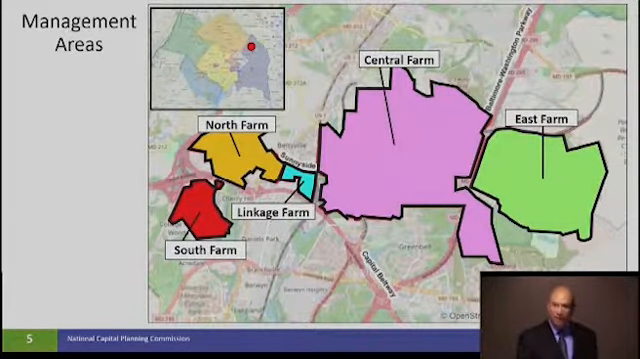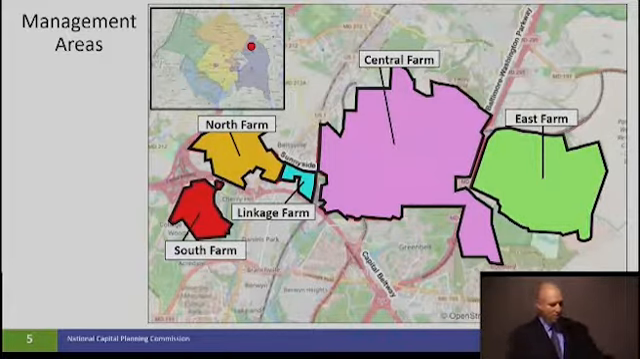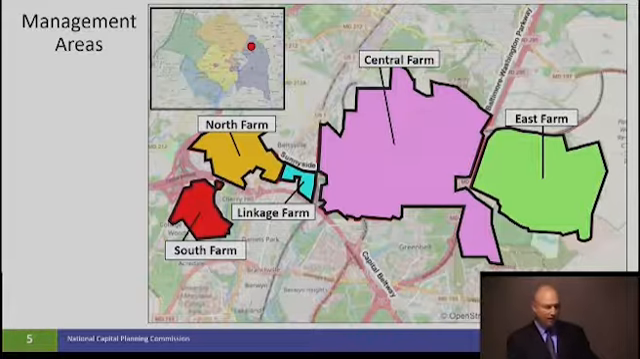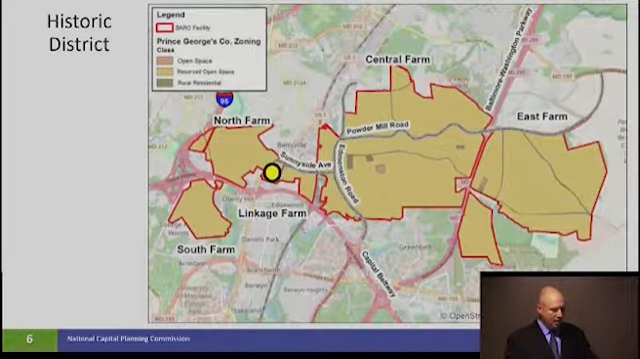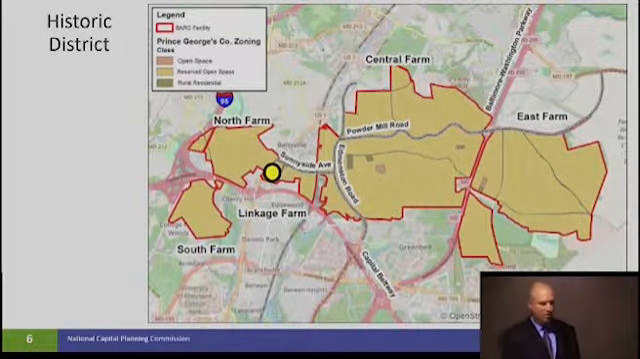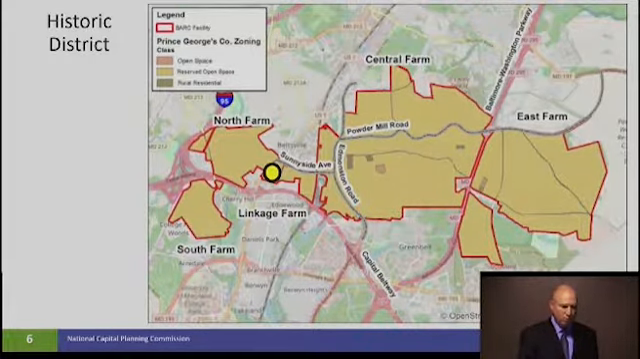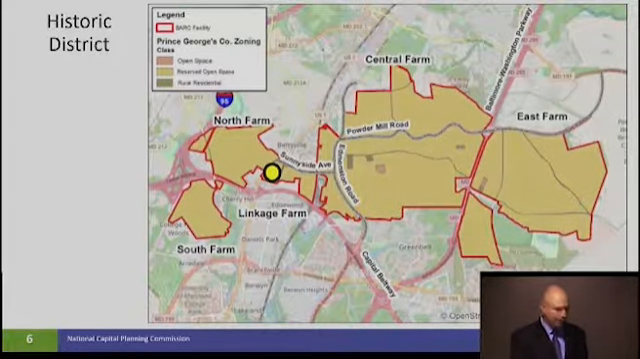BARC is organized into 5 management areas, which are shown here as South Farm, North Farm, Linkage Farm, Central Farm, and East Farm. BARC's Beltsville Agricultural Research Center Historic District is centered around the campus's original research center area. The district is included in the Maryland Inventory of Historic Properties and has been determined eligible for listing in the National Register of Historic Places for its role as a national center of agricultural experimentation and testing.